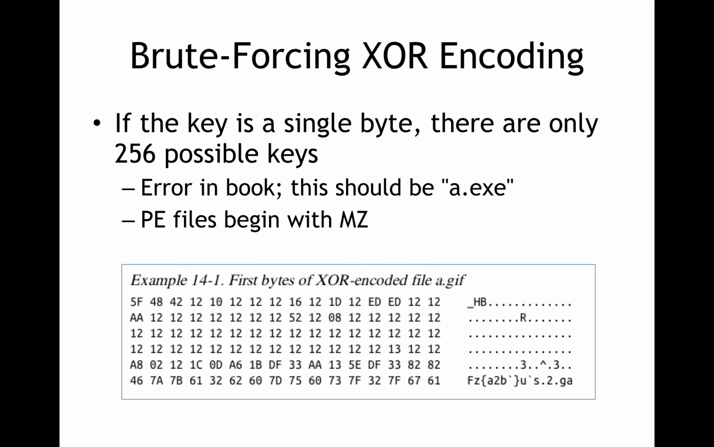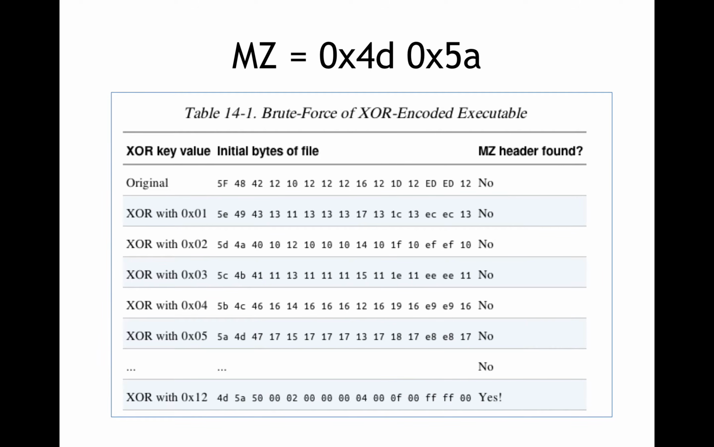So it's blindingly obvious what the key is by just looking at it. So that creates an issue. This is an EXE, by the way, not a GIF. But that's the MZ at the start that turns into HB. So there's an example.